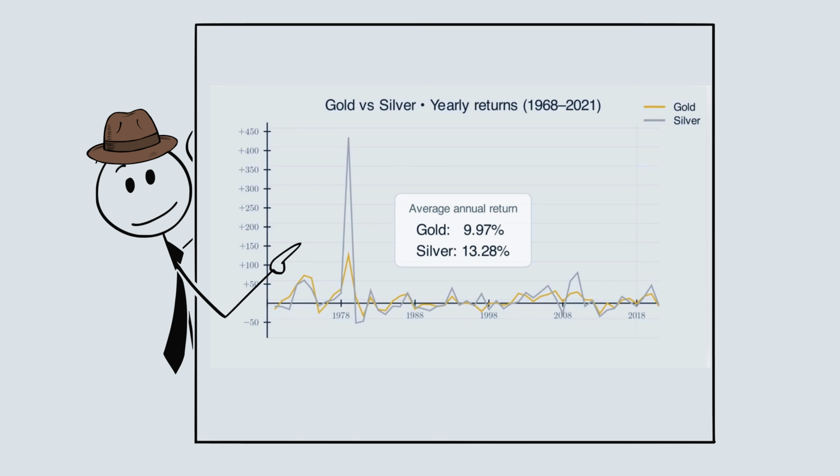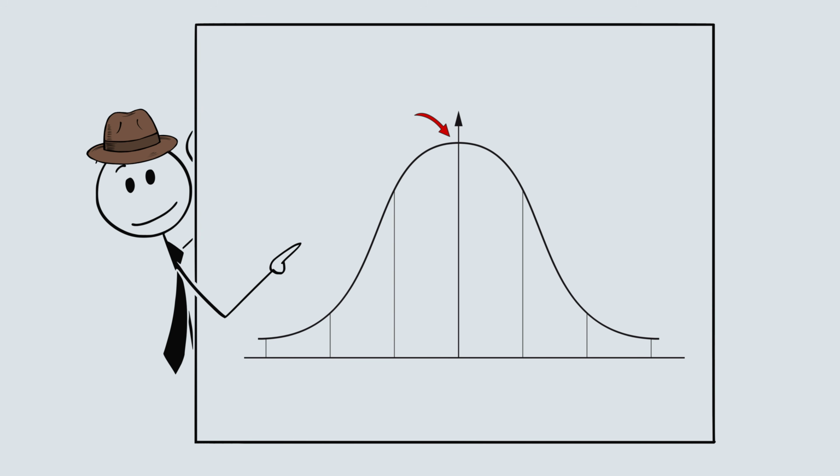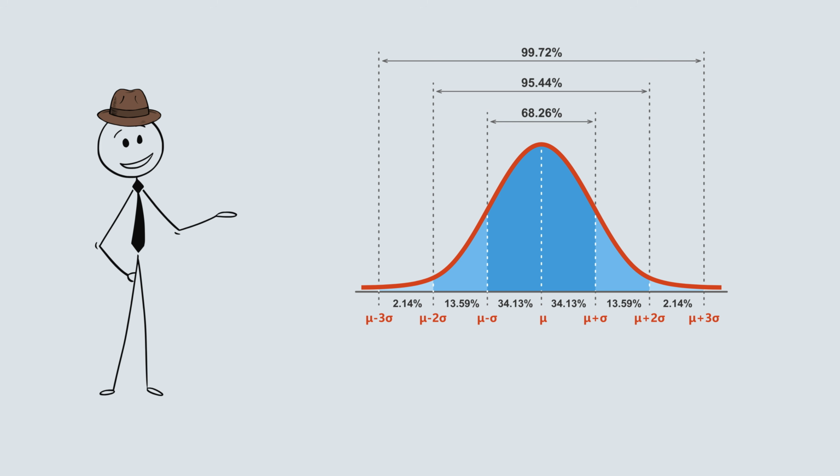Two assets can have the same expected value and still feel totally different. Gold and silver are a perfect example. Even if their long-run average returns are close, one of them moves around that average much more. So we need a second summary number, not the center of the distribution, but the spread. This tells us how far outcomes typically sit away from the mean. In finance, this is volatility, and this is precisely what variance and standard deviation measure.